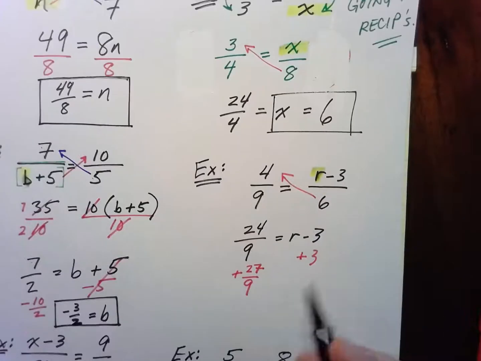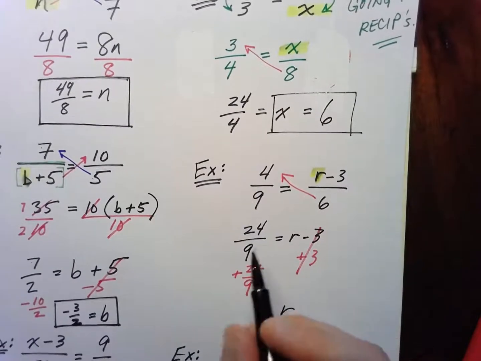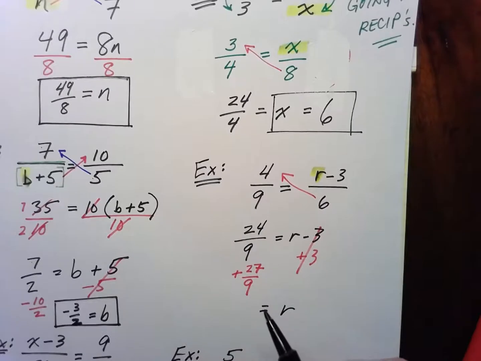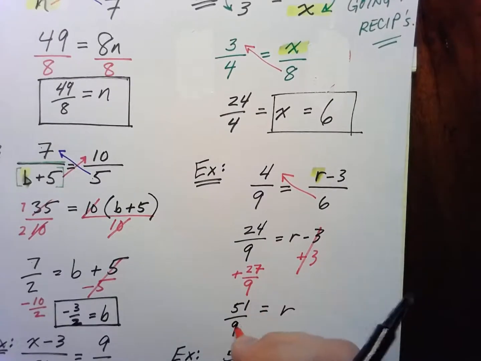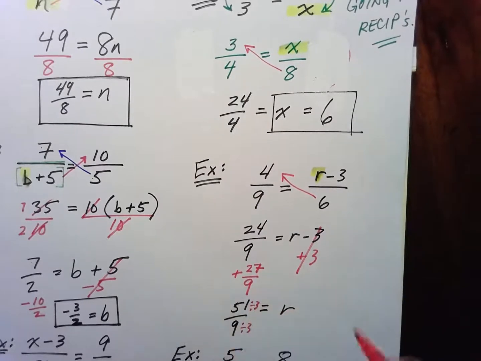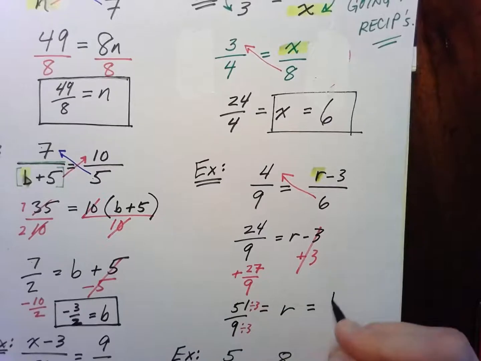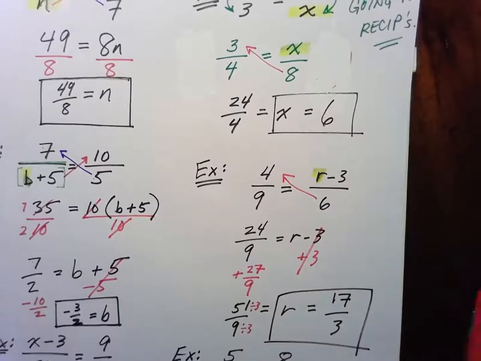And so these go away. 24 plus 27 is 51 ninths. And this actually will reduce by a factor of 3. So if I divide this by 3 and I divide that by 3, then I'm going to get 17 over 3. So there's my answer. Okay?